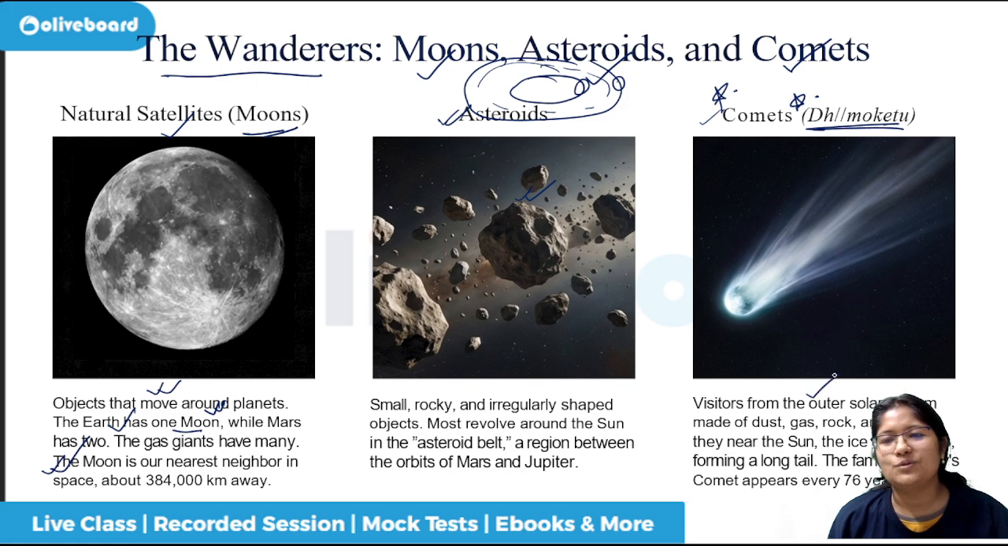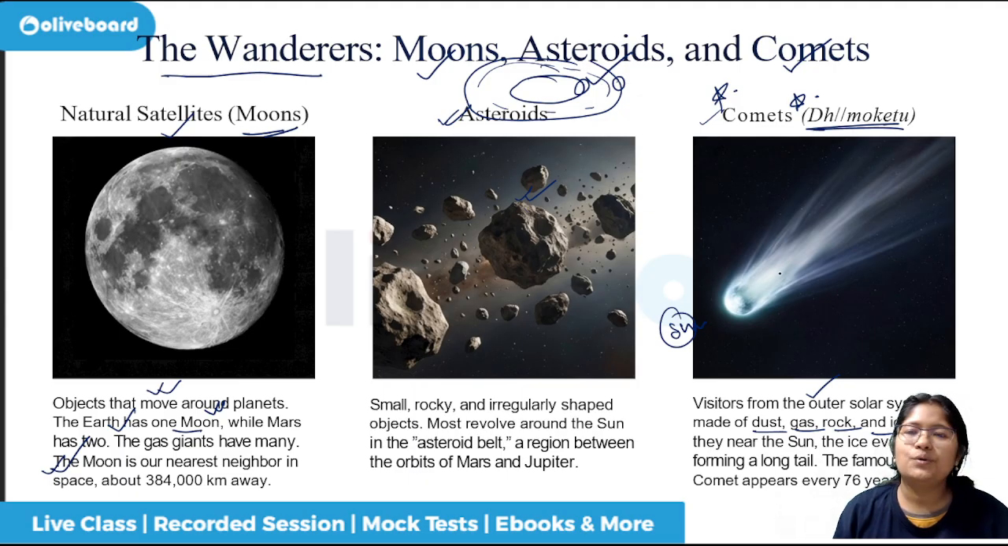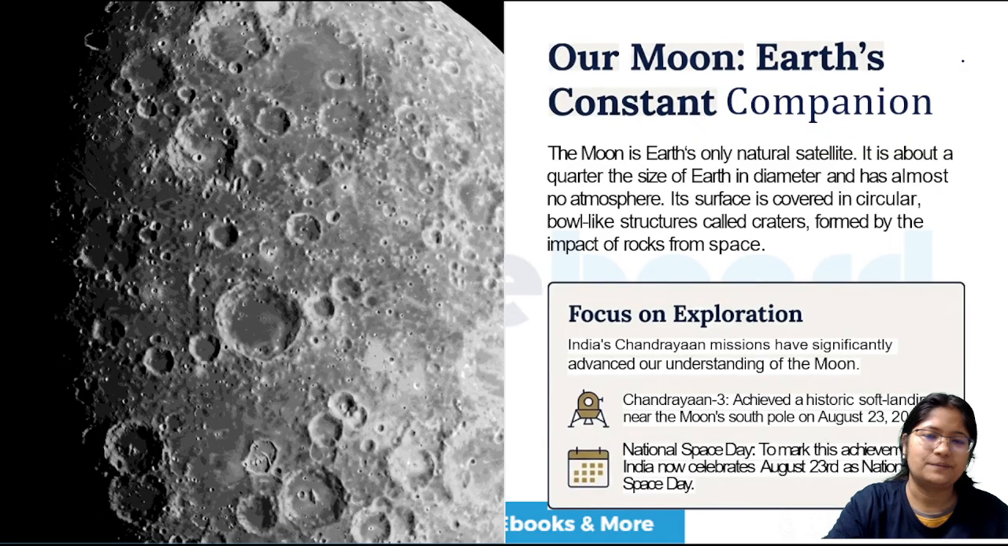Comets are visitors from the outer solar space, made up of dust, gas, rock, ice, etc. And as they approach near the sun, as you can see, it gets hot. So the ice will start melting, or rather evaporating, as a result of which a tail-like structure will be formed. So that is why we say comets have a tail. And every 76 years, what appears is Halley's comet. Halley's comet appears every 76 years.